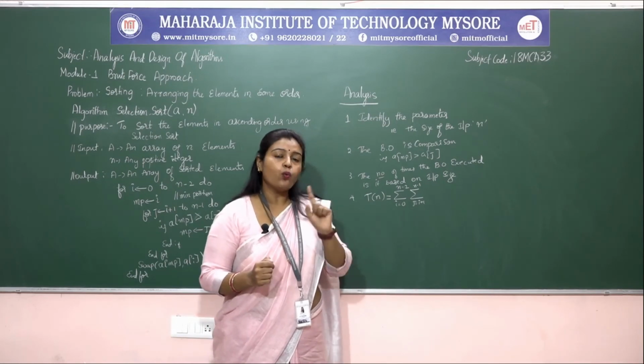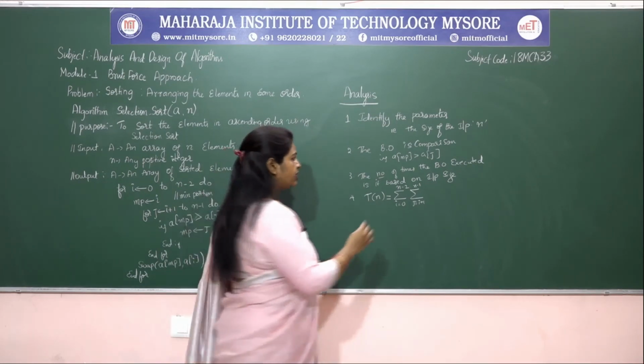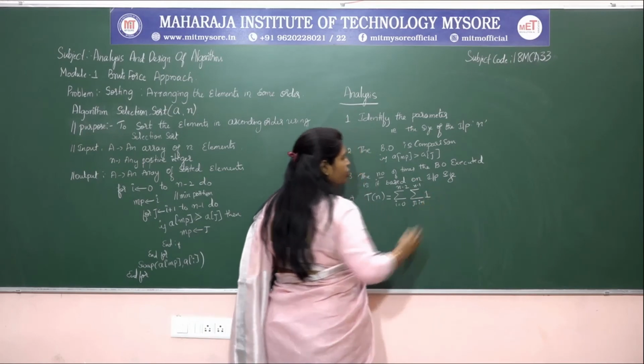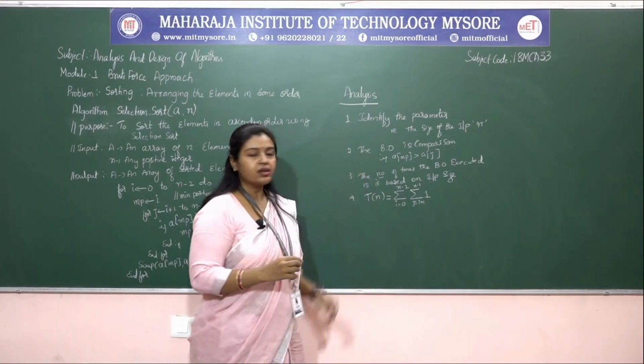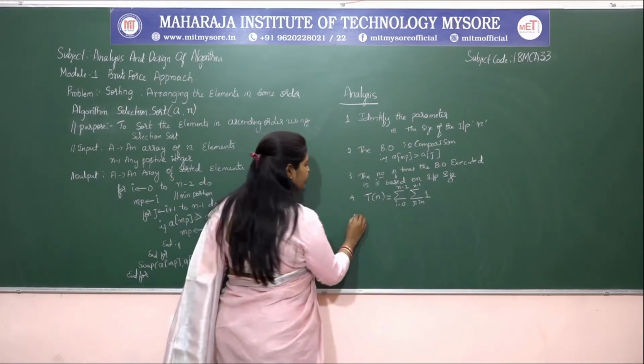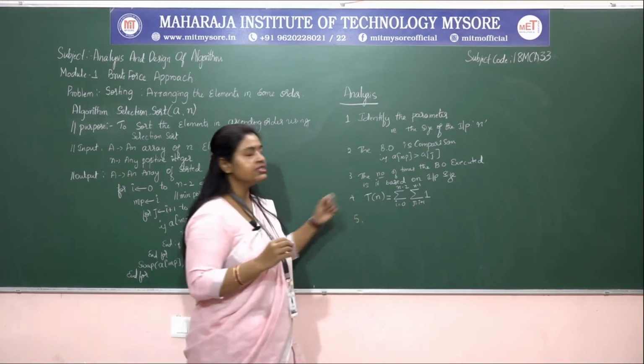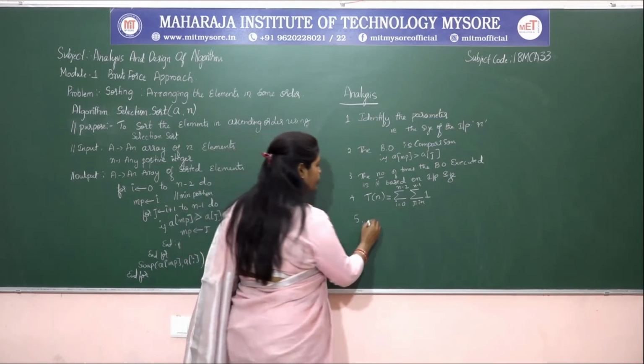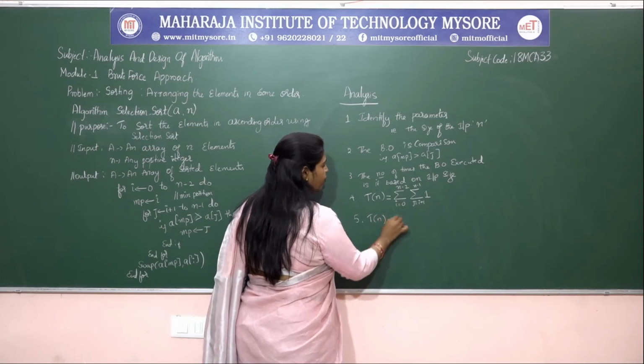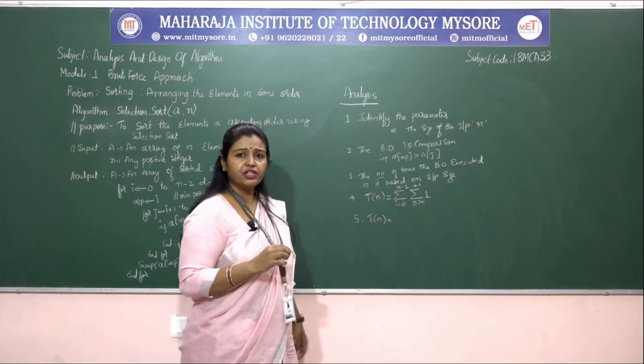So which will take 1 unit of time. So that is into 1. Okay, so this is the summation equation. In the fifth step, we need to solve for this T of n. Therefore, what is the T of n? So already we have learned how to solve the summation equation.